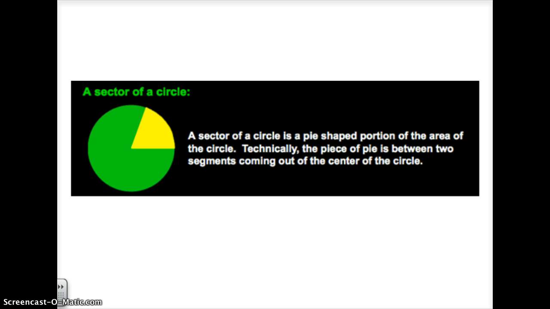A sector of a circle would be the inside. So if you think of a pie or a pizza, when you cut it up, the inside of that food would be the sector. And it's a portion that's cut out of the area of the whole circle. So again, we need to figure out what portion of the circle's area the sector is representing.